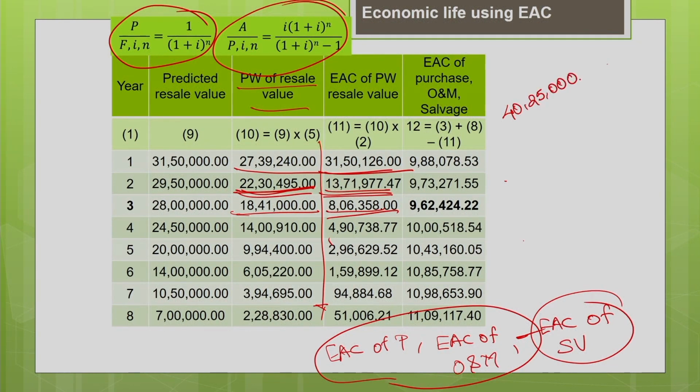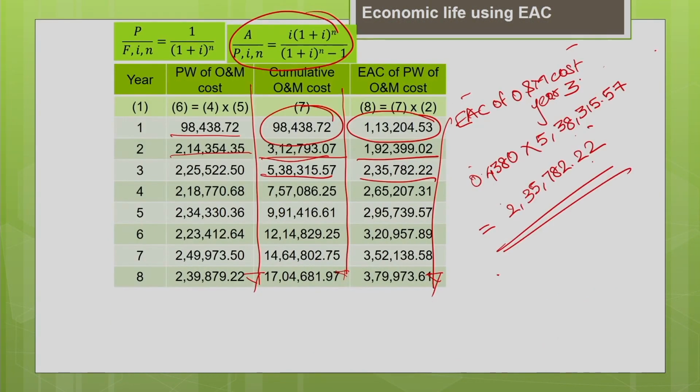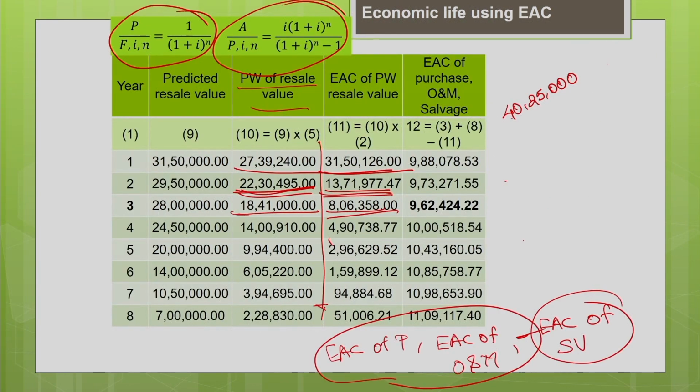40,25,000. You add it with the equivalent annual cost of the operating and maintenance cost. It is nothing but 1,13,000, 1,13,204.53. Okay. Yeah, 1,13,204.53. You add both.